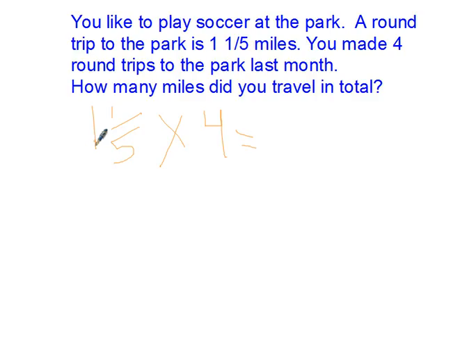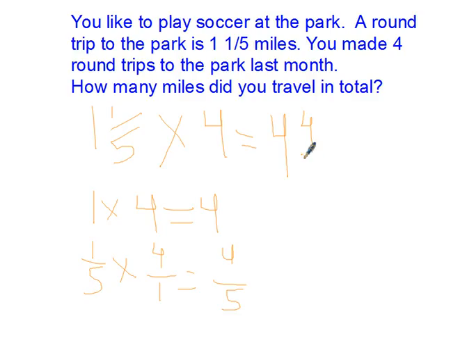So I could do 1 times 4, and I got 4, and then do 1/5 times 4, and I want to make that a fraction to make it easy, so I know it's 4 over 1. I multiply straight across, 4/5. So I add those two together, so my product would be 4 and 4/5 miles.